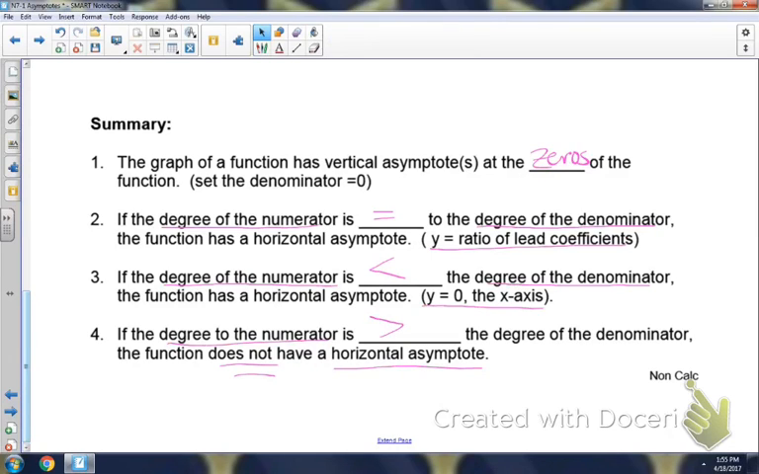Okay, so this is just the basics of a rational function. We will get into graphing, and we have to know those vertical and horizontal asymptotes before we can graph.